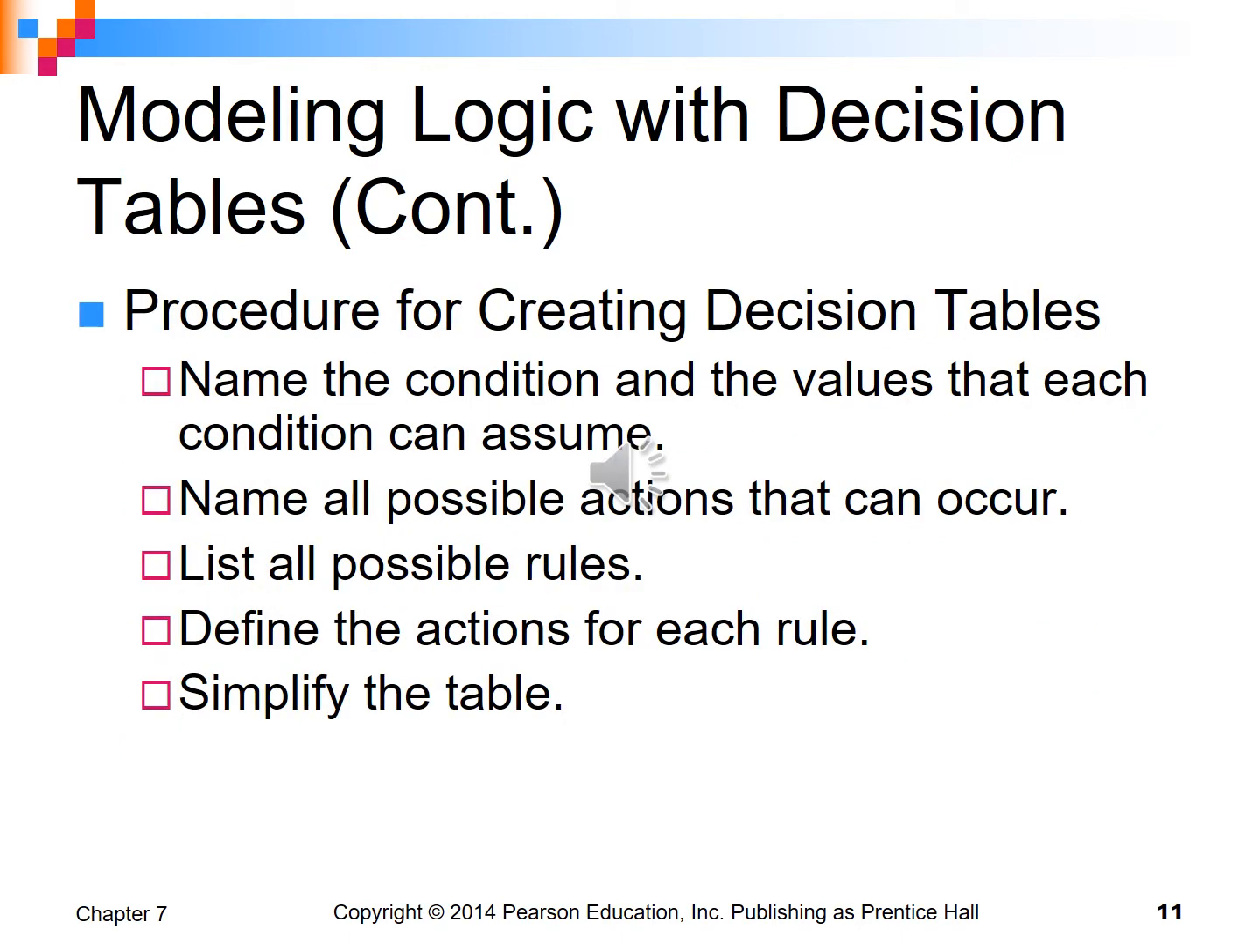So how are we going to construct that table? How are we going to create a decision table? First of all, we find the conditions. Name the conditions and the values that each condition can assume. Name all possible actions that can occur. List all possible rules. Define the action for each rule. And then after that, we simplify the table by getting rid of the indifferent conditions.